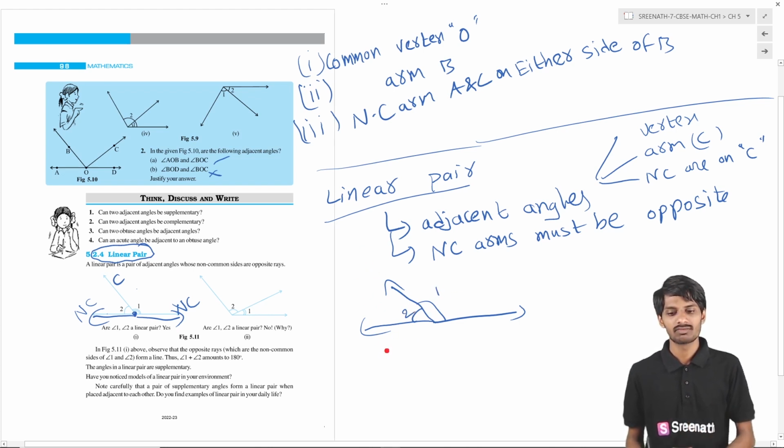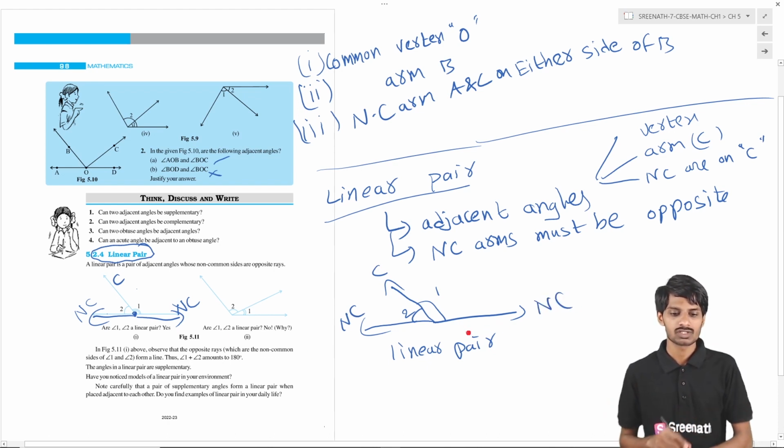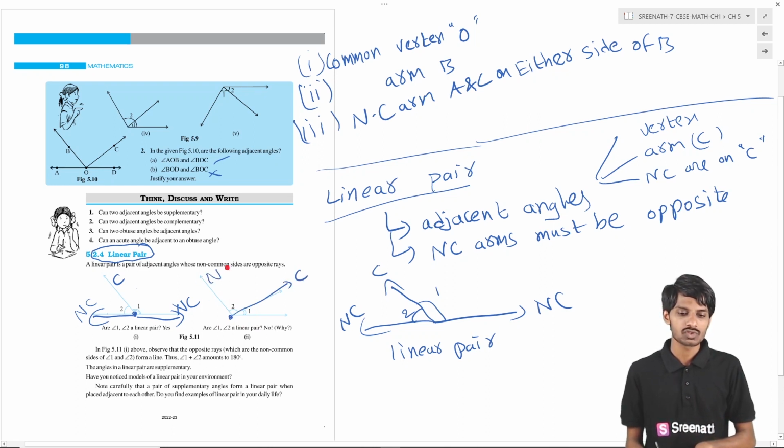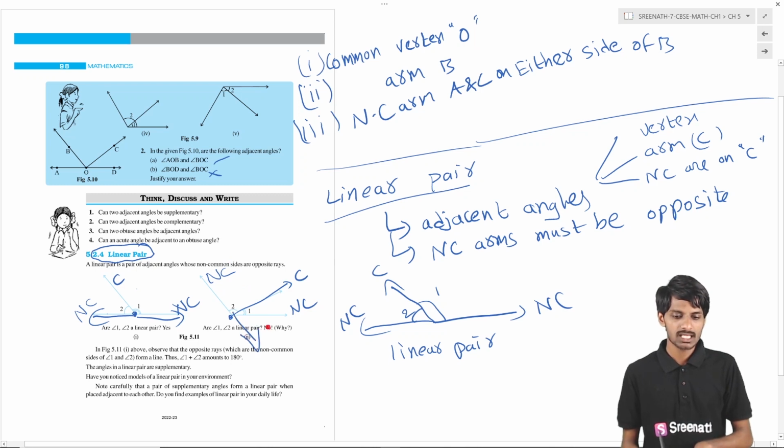So this is an example of a linear pair. Why? Because this is the common arm and the non-common arms are opposite. Now, if you take this, is it a linear pair? The first condition, adjacent angles: common vertex, okay. Common arm, okay. Non-common arms, okay. But what is the condition? Non-common arms must be opposite. But these are not opposite. This is in this direction, this is in this direction. So these are not a linear pair, students.